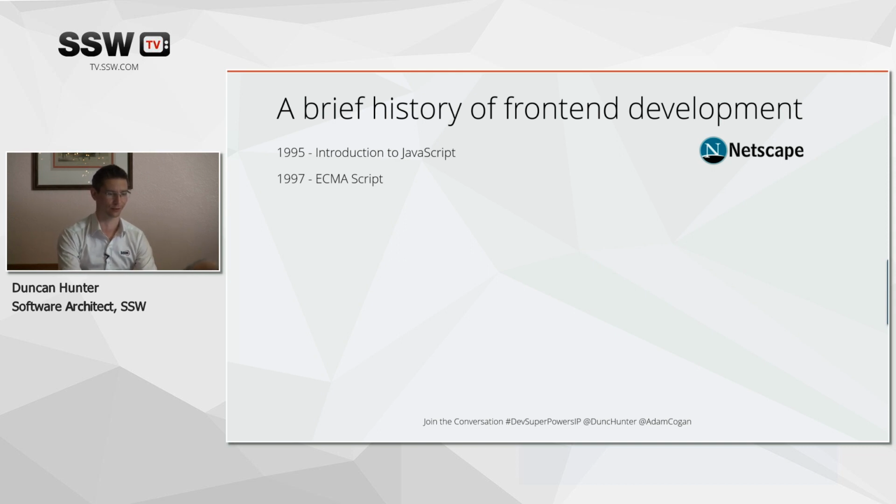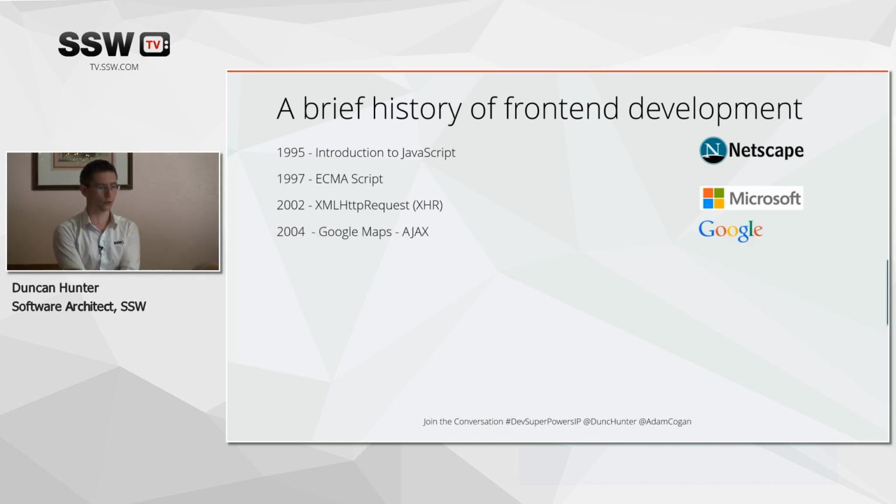We got ECMAScript. No one really cared that much. And then in 2002, we got XHR requests. So in 2004, we saw Google come out with Google Maps, and that was kind of a real mind-blowing thing for a lot of people. They saw some amazing UI with the use of Ajax.